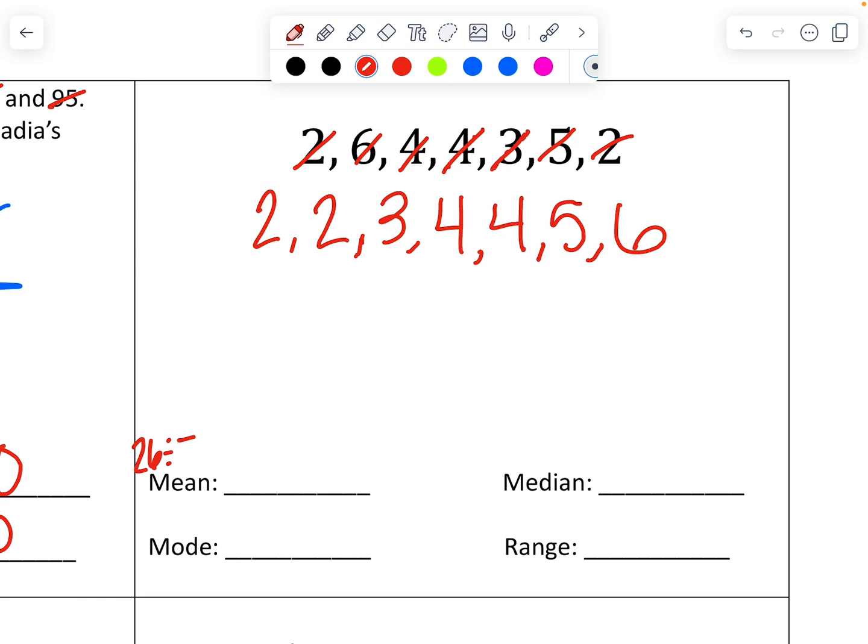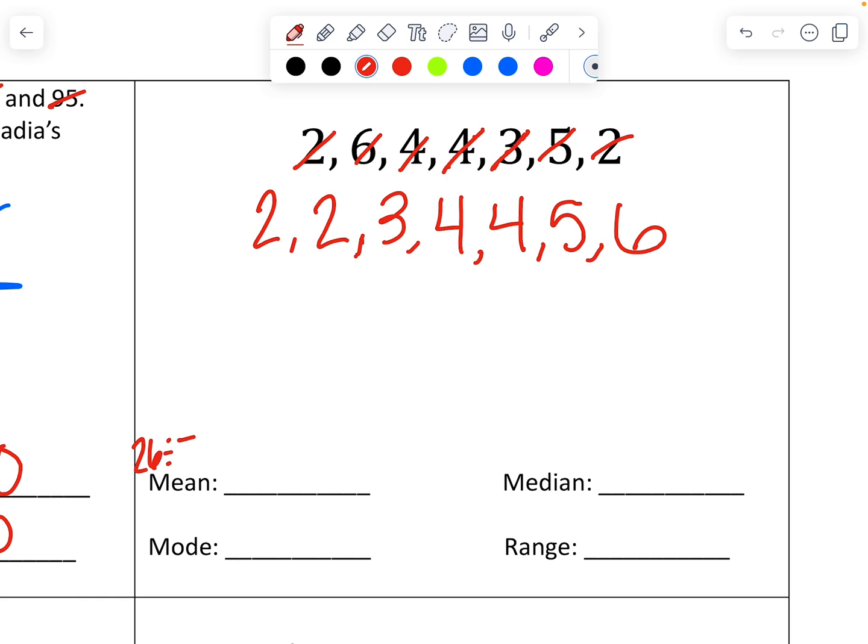So to find our median, we have to find our middle number. They're already in order, so I can start crossing them off. So 1, 1, 1, 1, 1, 1. And I'm left with 4. So my median would be 4. And just to make sure, I can see that I have 3 crossed off over here and 3 crossed off there, so I am good.